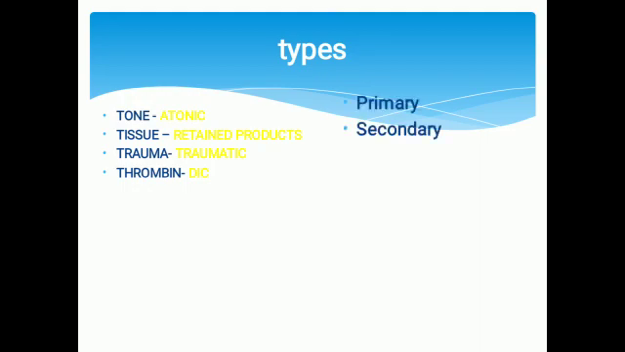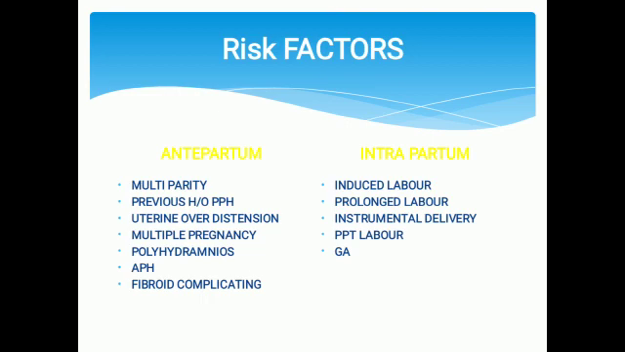And another classification is primary and secondary. When the bleeding occurs immediately after delivery, within 24 hours, it is called a primary postpartum hemorrhage. When it occurs after 24 hours, it is called a secondary PPH.